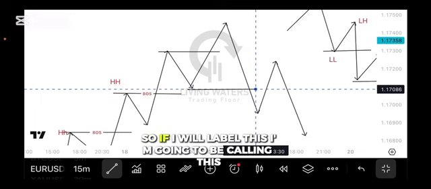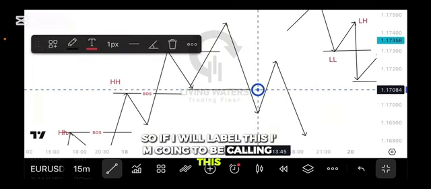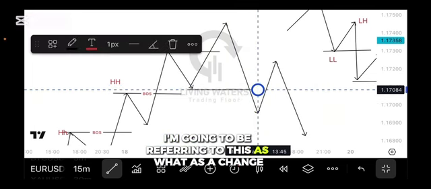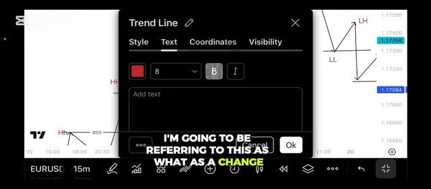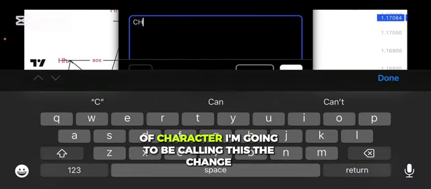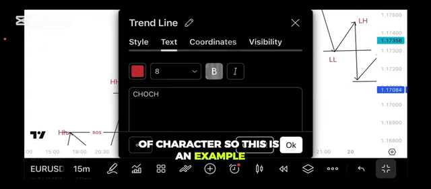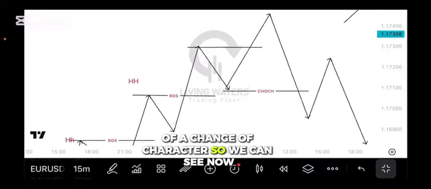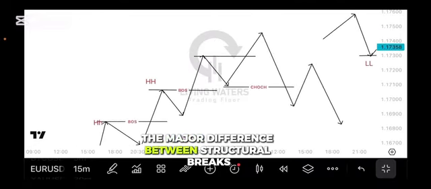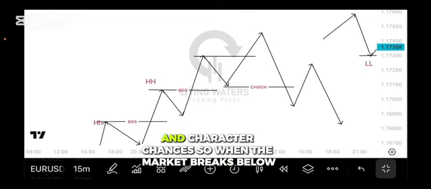If I will label this, I'm going to be referring to this as a change of character. I'm going to be calling this the change of character. So this is an example of a change of character. So we can see now the major difference between structural breaks and character changes.